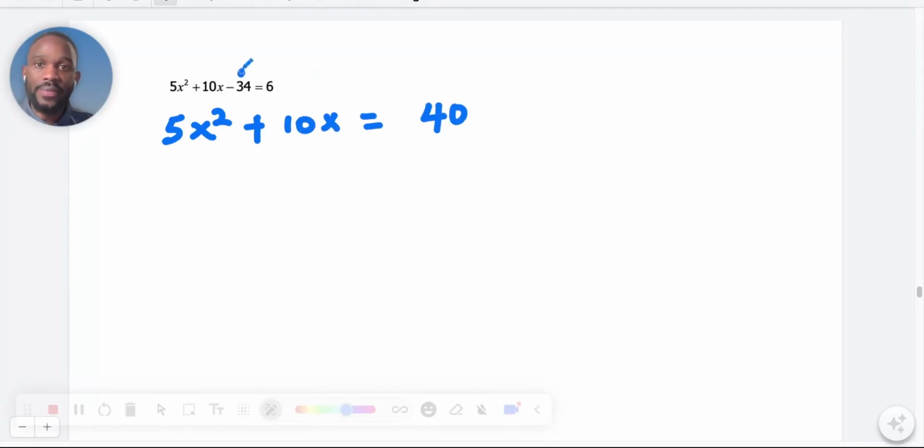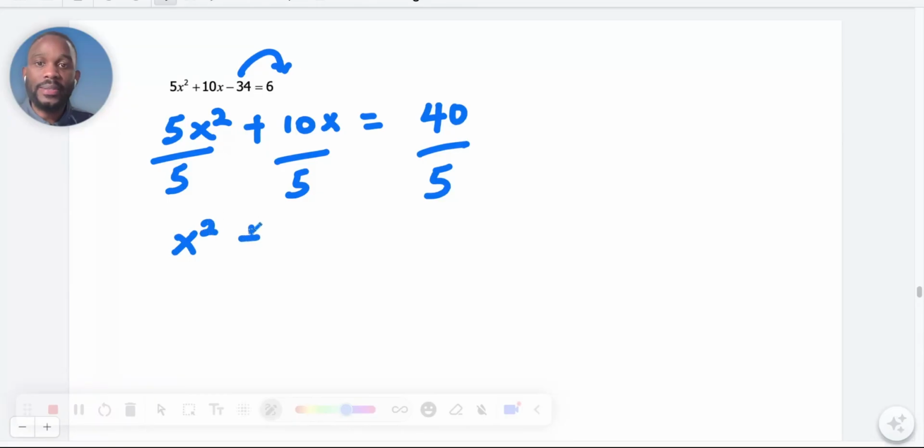How I get 40? If this comes to this side of the equation, it becomes 40. At this point, I want to get rid of this 5, right? So divide by 5 there, divide by 5, everything divide by 5. So you're going to end up with x squared plus 2x is equal to 8. Now, if you're completing squares, at this point, get b, divide by 2, and then square it.